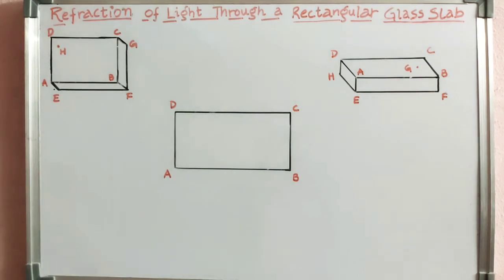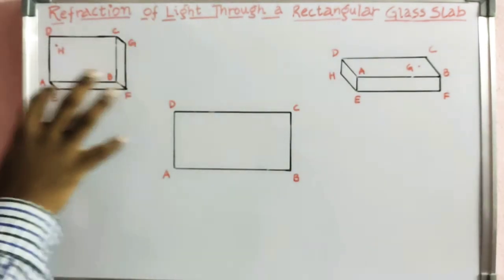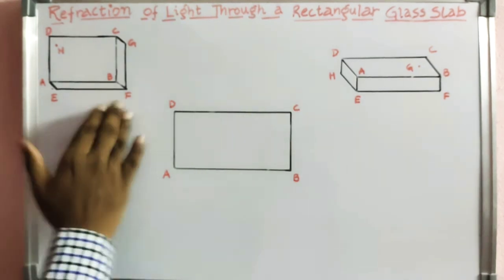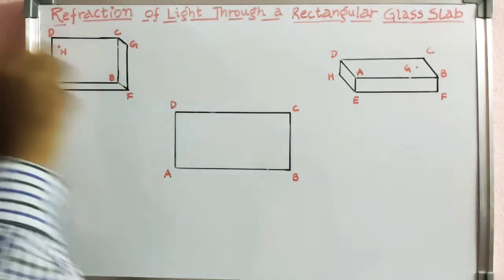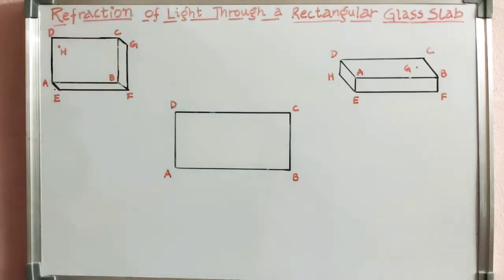Here is the glass slab. We are taking a rectangular glass slab. So what is this rectangular glass slab? Let me explain first. By the name itself you can see that it's a glass slab. A glass slab means a cuboidal structure made completely with glass. That is my glass slab.